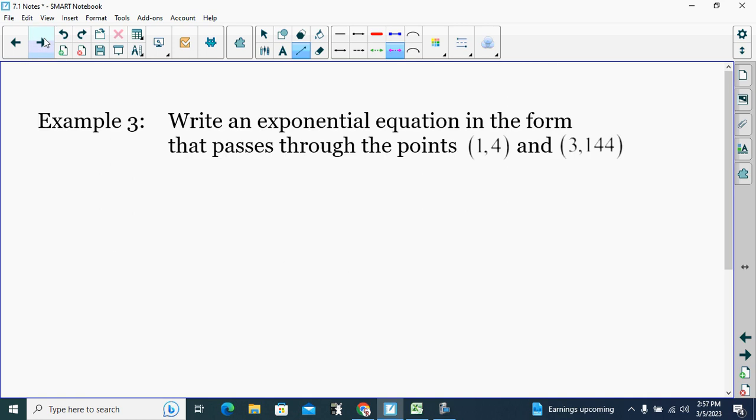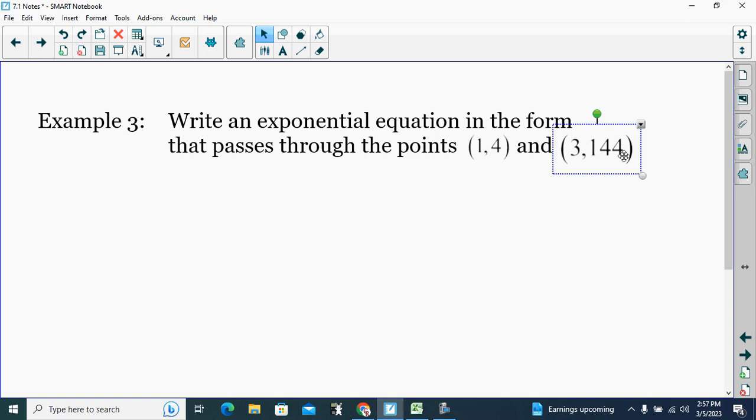Example 3, we are given 2 points, and we are asked to write an exponential equation passing through the 2 points. Lots of times I see students, they see 2 points and they automatically find slope. Don't do that. Exponential equations don't have slope. This is not a line.